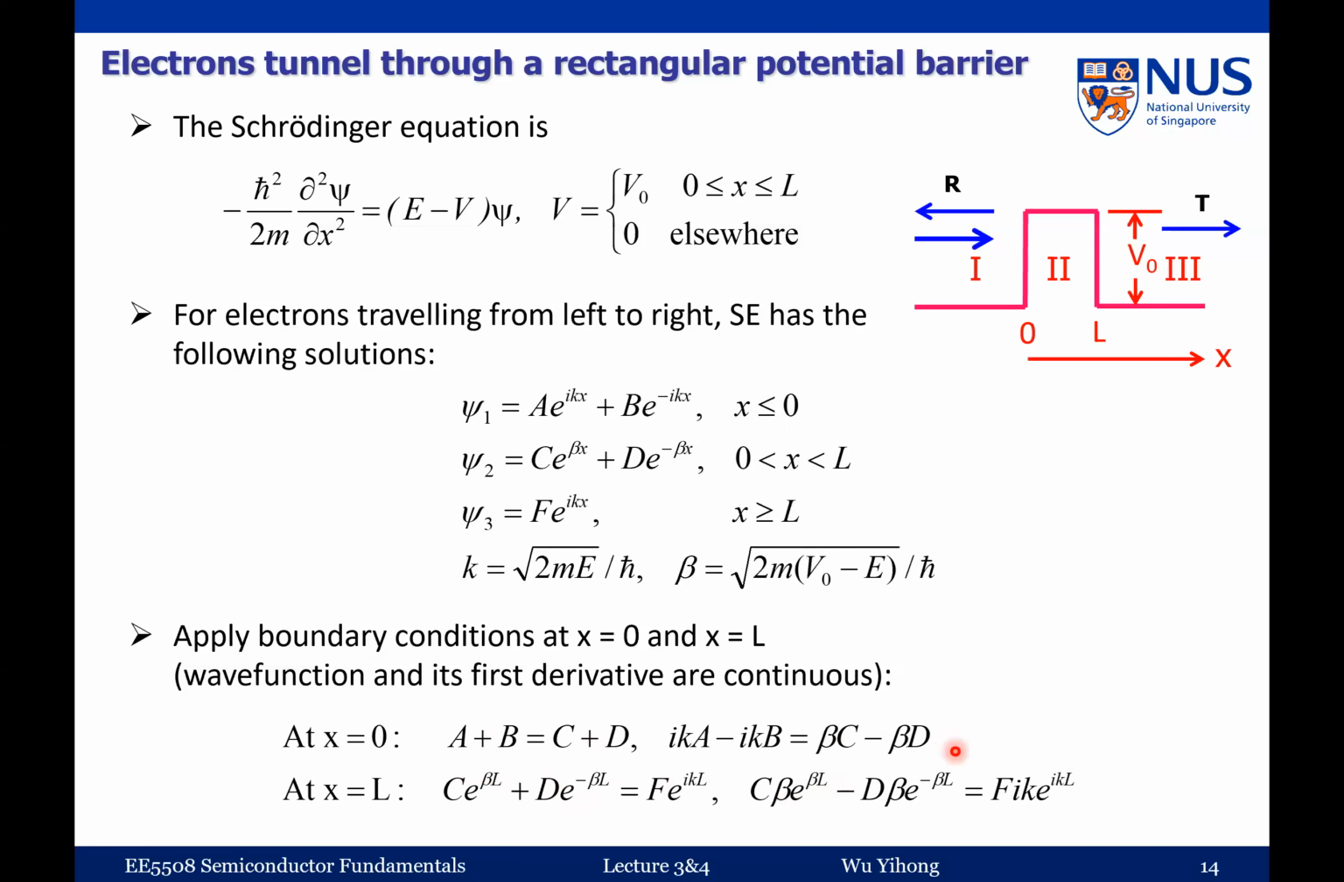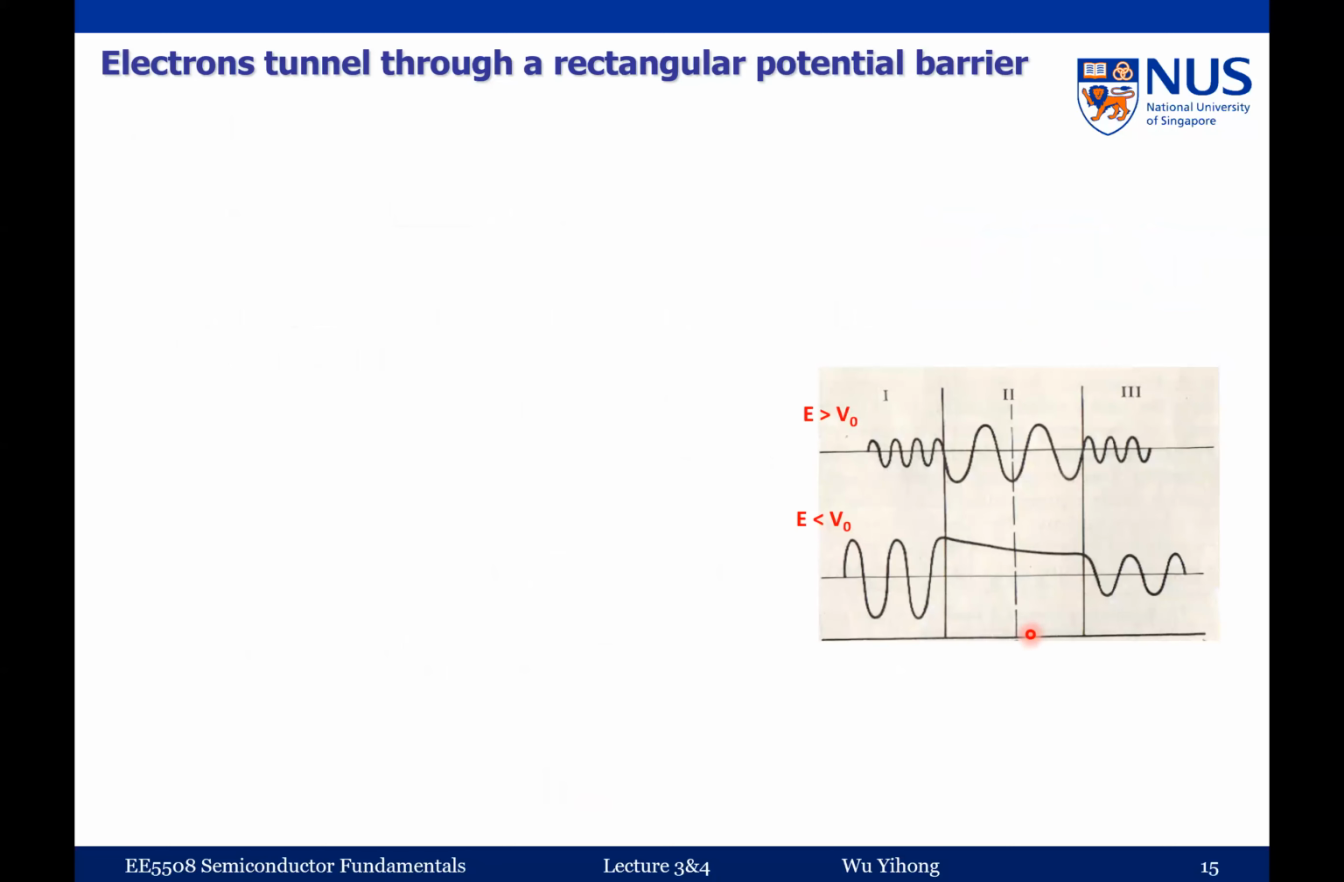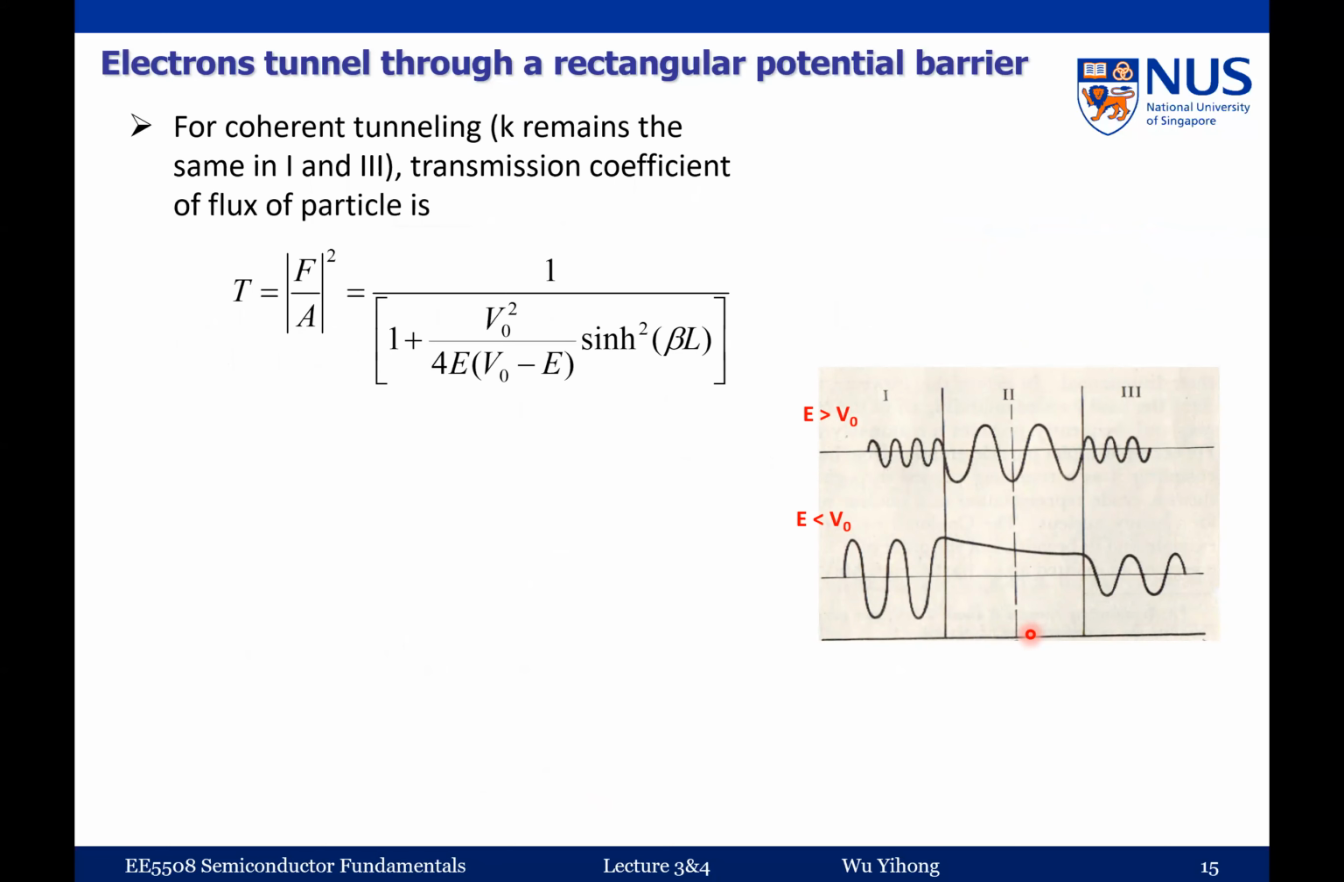So 4 equations, and then how many unknowns? 5: A, B, C, D, and F, right? So this means that you cannot have specific solutions for all these 5 unknown coefficients, but you can express 4 of them as a function of the other one. By doing so, for example, if you express A as a function of F, you can find a ratio, because they are linearly dependent on each other. That ratio basically is the tunneling coefficient or transmission coefficient, right? It's just given like this.